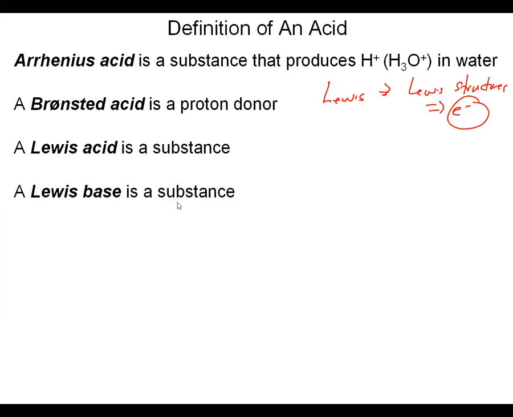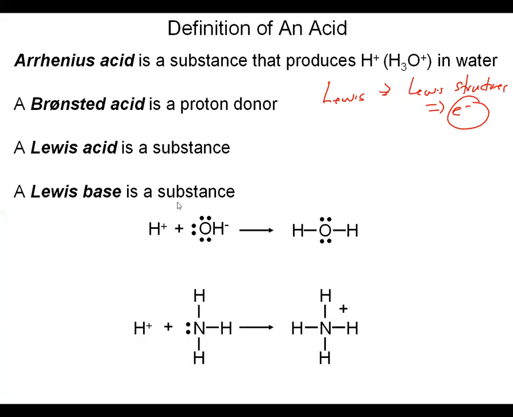So a Lewis acid is an electron acceptor. Let me write that in for you. And a Lewis base is an electron donor. So it donates a pair of electrons. We're talking about a pair of electrons in this case.